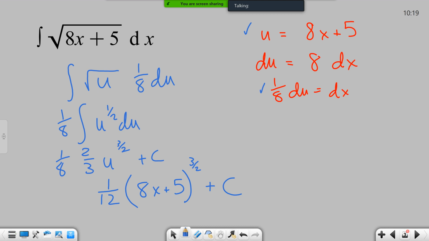Okay, questions? Oh, you just plugged in on the last step there? Yeah, I just plugged back in for u because we want it to be in terms of x, not in terms of u. Good. Any other questions? I started with something very simple. It's going to ramp up quite a bit, okay? But we're going to go baby steps here.